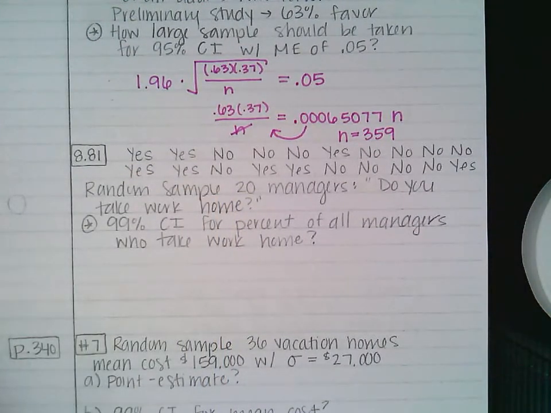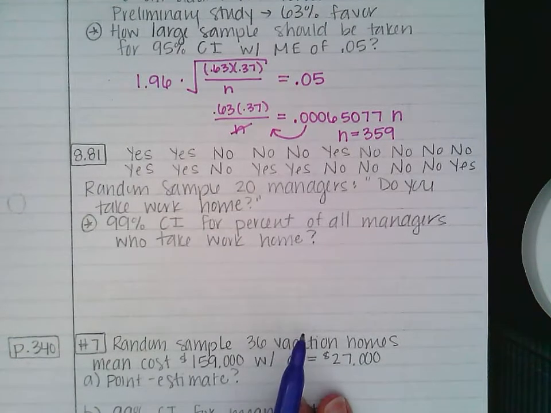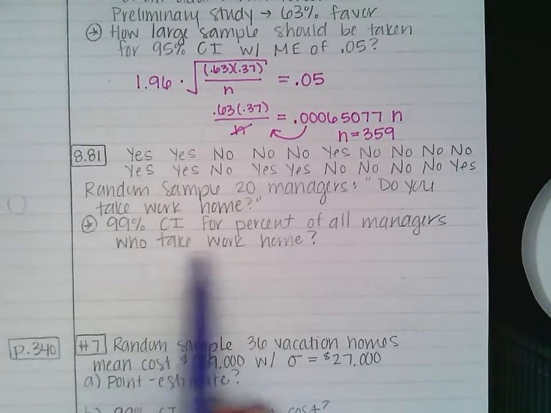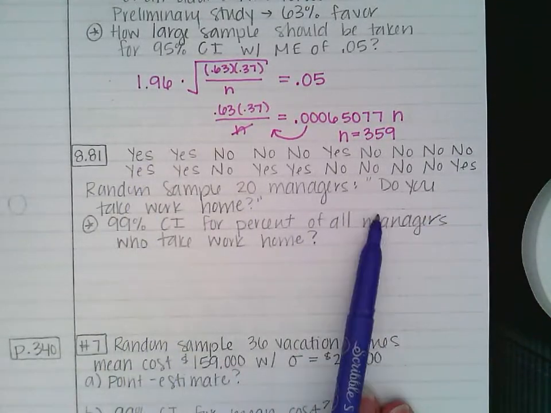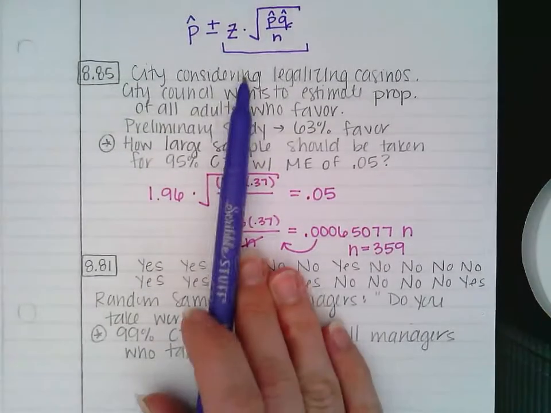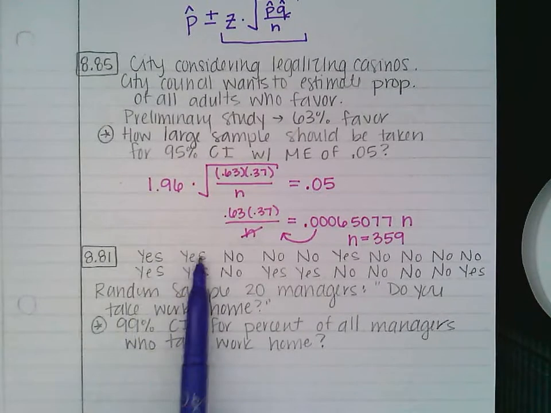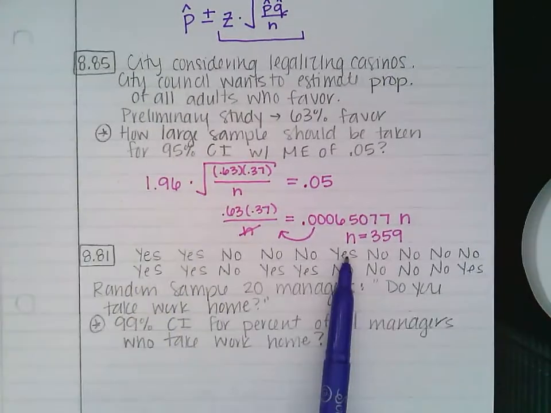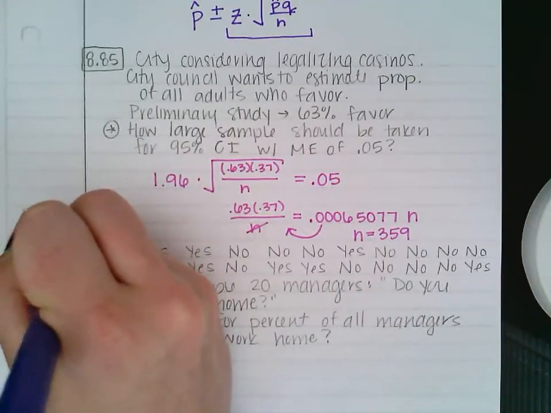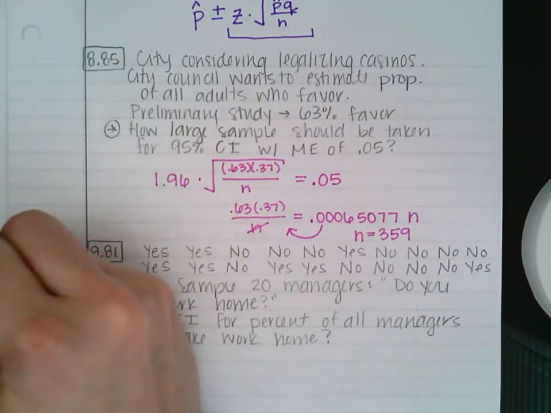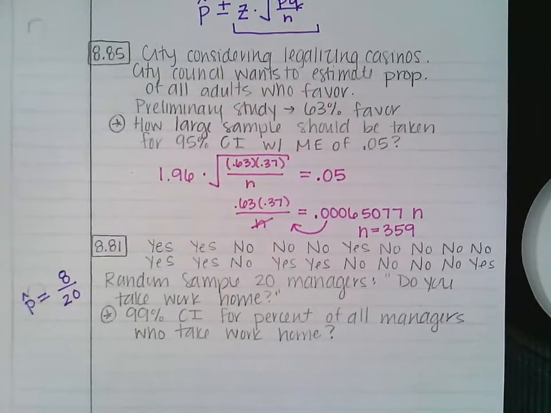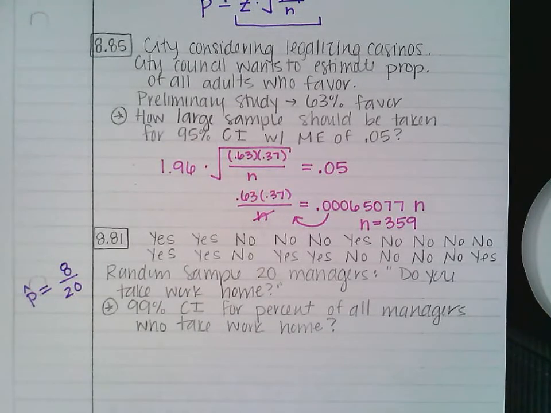All right, next question here. There's a bunch of yeses and nos in the data, and it says a random sample of 20 managers were asked, do you take work home? Create a 99% confidence interval for the percentage of all managers who take work home. Again, this is a qualitative data question, so I'm going to use proportions here. So let's count the number of yeses. 1, 2, 3, 4, 5, 6, 7, 8. So 8 out of 20 is my sample proportion here. 8 out of 20 is 0.4.